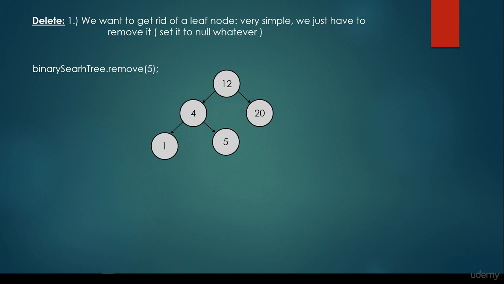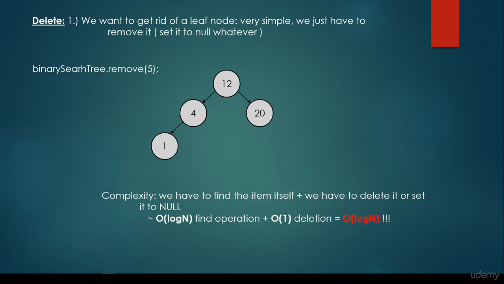So, first we have to search for the item we would like to delete. We start at the root node, 5 is smaller, we go to the left, 5 is greater than 4, so we go to the right, and this is the item we would like to get rid of. We just set it to null. So, we set the 5's parent, which is the 4's right child, to be equal to null. Okay. So the complexity is we have to find the item itself, plus we have to delete it or set it to null. And the overall complexity will be logarithmic, because first we have to find the item, it takes logarithmic time complexity, and then we have to remove it. It is O(1), so constant time complexity, but the overall complexity will be logarithmic, O(log n).